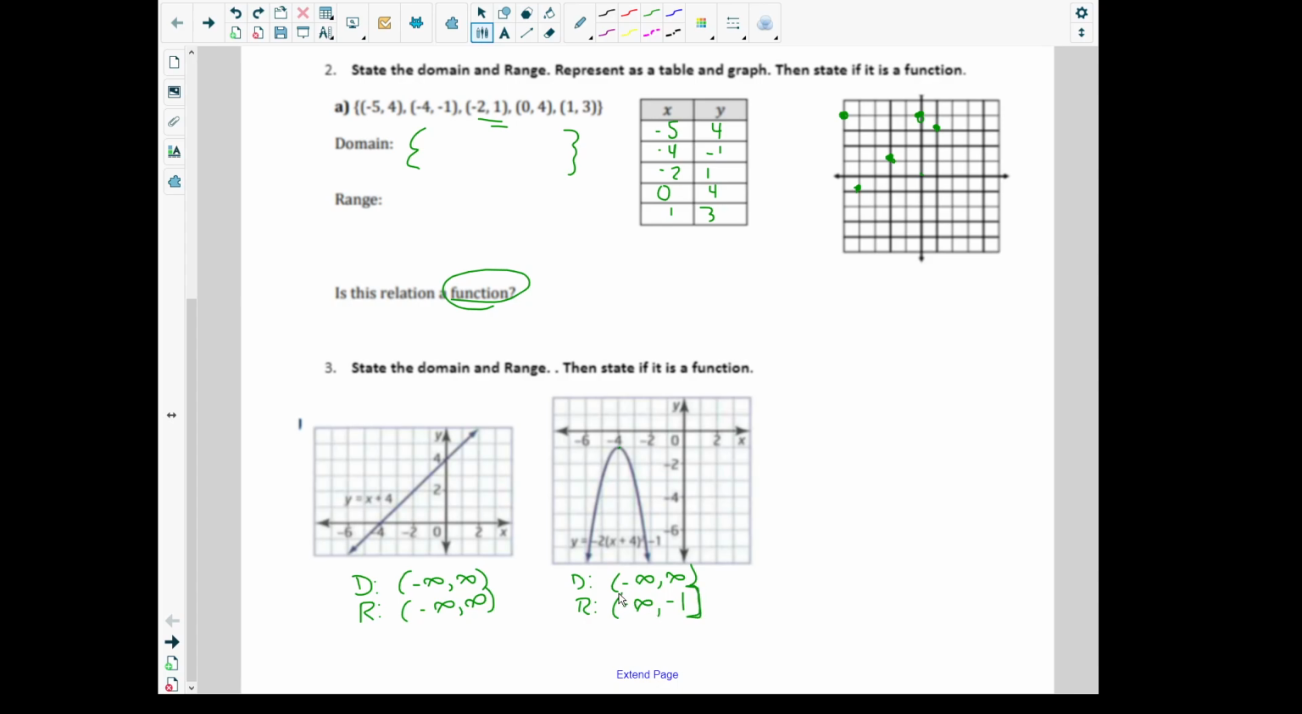So parentheses are used for when it doesn't include it, and infinity always gets a parentheses. And always remember to go left to right, lower to higher. So this is the lower number, that's on the left side, the higher number is always on the right side. And range means all possible y values, domain, all possible x values.